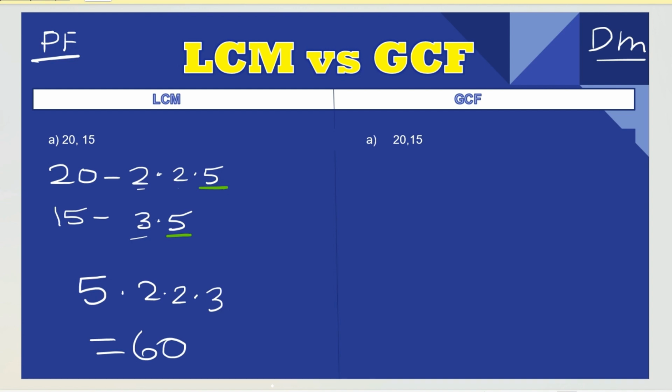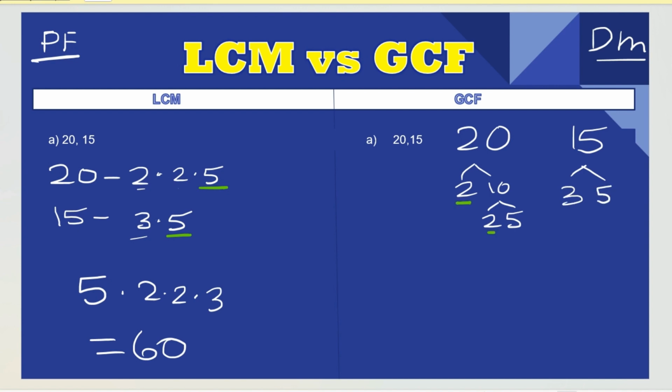Now GCF. 20 and 15. So first, we're going to write the numbers, break it down to get the prime factors. So again, 20 breaks down to 2, 10, then 2 and 5. For 15, it's just going to break down to 3 and 5. So now the numbers are 2, 2, 5, and 3 and 5. Now I want to see the common. So 5 and 5, right? So those are the commons. So the answer is just going to be 5.